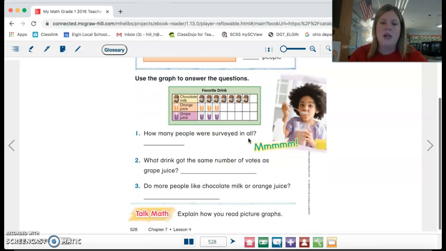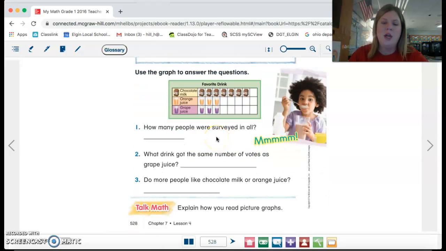I'm going to go ahead and come down here. Okay, you guys pay attention to this part, okay? It says use the graph to answer the question. So you're going to go ahead and count these. And it's asking how many people were surveyed in all. So we have to count all of the drinks, okay? And they were doing favorite drinks of chocolate milk, orange juice, and grape juice. So let's go ahead and count them. 1, 2, 3, 4, 5, 6, 7, 8, 9, 10, 11, 12, 13. So I'm going to go ahead and write a 13. Okay, on the line. Then I'm going to come down here.